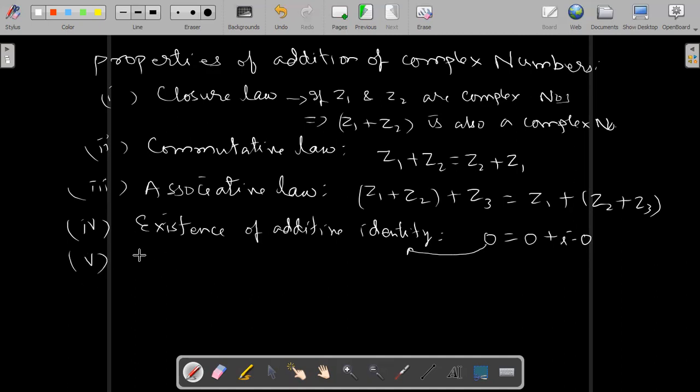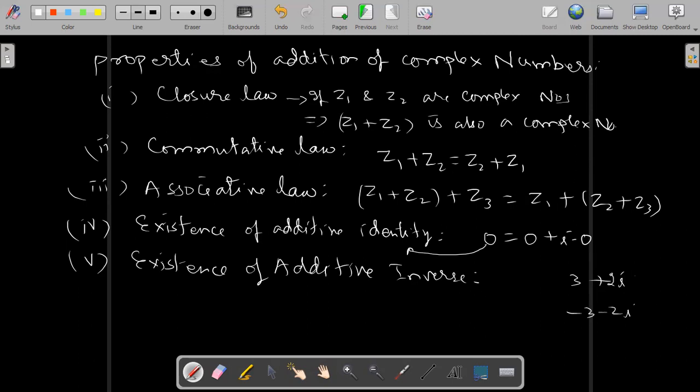And additive inverse means for each and every element there is an element which, when added to it, gives the additive identity. Means on adding it will give you 0, that is called the additive inverse. So additive inverse of every number exists. Suppose you have 3 plus 2 iota, you can add minus 3 minus 2 iota to get 0. So if it is z, this will be minus z.